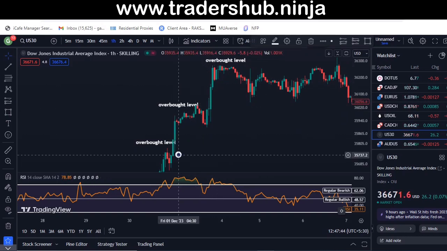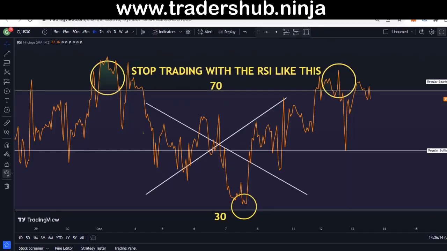So we could not blindly follow the RSI above 70 overbought level and the RSI below 30 oversold level. RSI above 70 overbought level signifying entry point for sellers. RSI below 30 oversold level signifying entry point for buyers. Stop trading with the RSI like this.